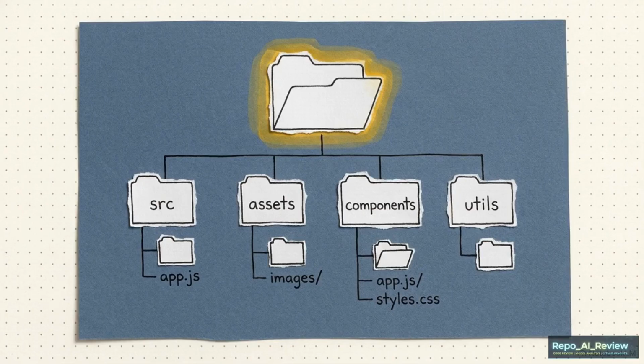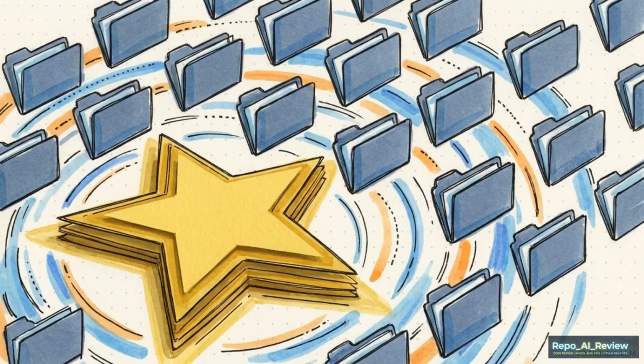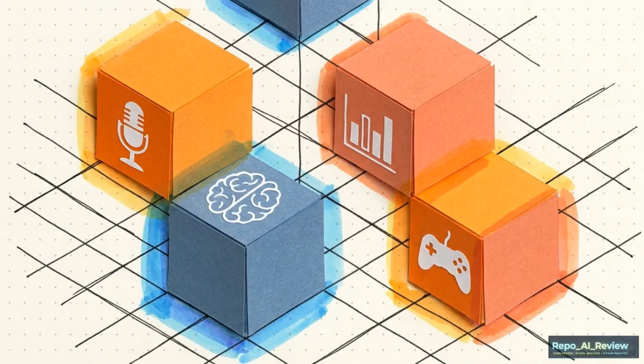It's a repository by Shubhamsaboo called Awesome LLM Apps. With over 122,000 stars on GitHub, it is one of the highest authority resources on the platform. This is a massive collection of over 100 ready-to-run AI templates.